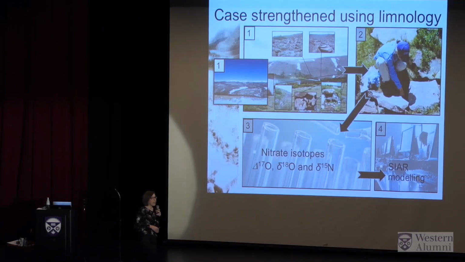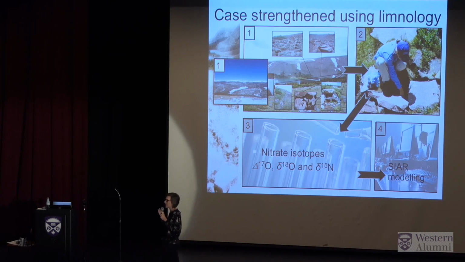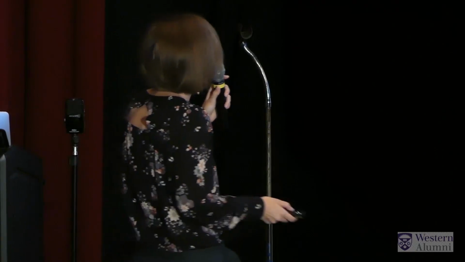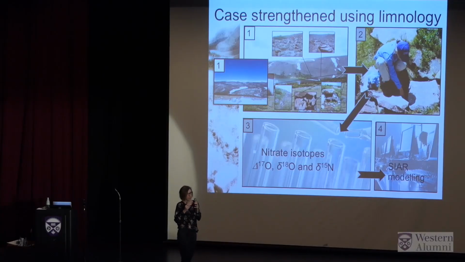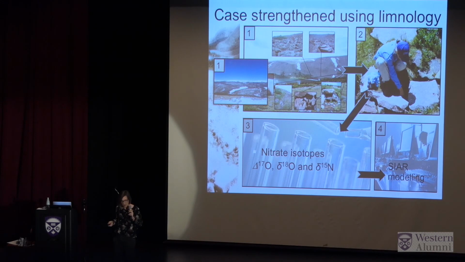So we had to strengthen our case using limnology. If paleolimnology is the study of old lakes, limnology is just the study of lakes. So we went up into the mountains, we went to the same sites, and we took samples from different parts of the lake, the little rivers that lead to the lake, and the snow, and we took them back to the lab and looked at isotopes of one of those biologically available forms of nitrogen called nitrates in the water.